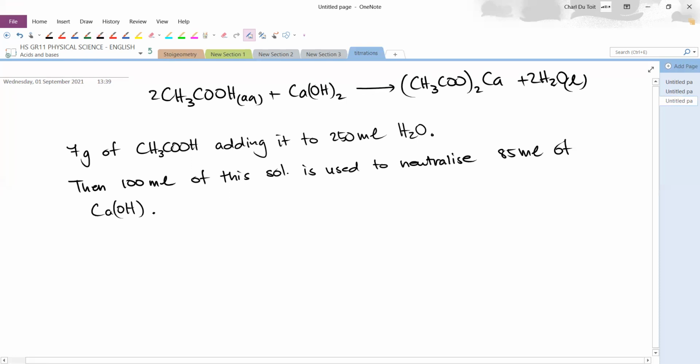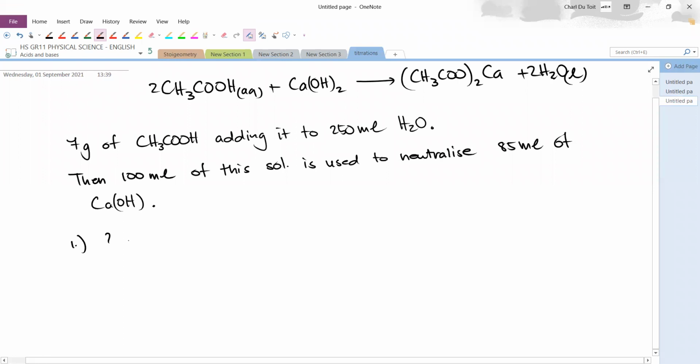Right. First thing: what is the concentration of the acetic acid? Do that first. Yeah, you can write it down. You have lots of time. I'm just going to make a drawing of that. That is like 250 milliliters of water, and I'm adding that acid, 7 grams of acid. So I want to know, what is the concentration there?